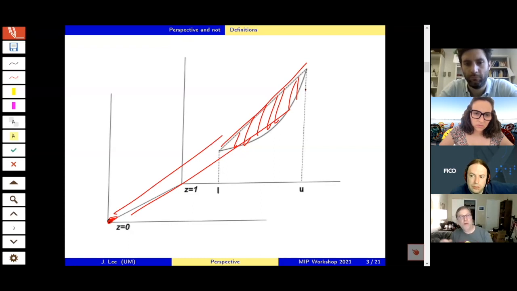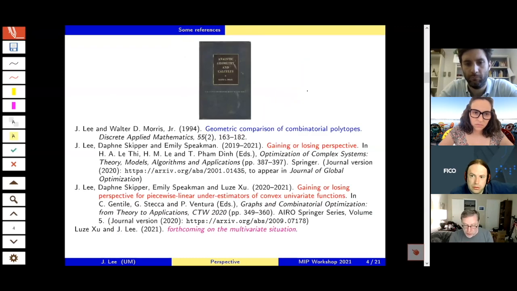If you're interested in what the naive relaxations look like, and a whole family of relaxations between the perspective and the naive relaxation, you can look in this paper here, which is soon to appear in JOGO.